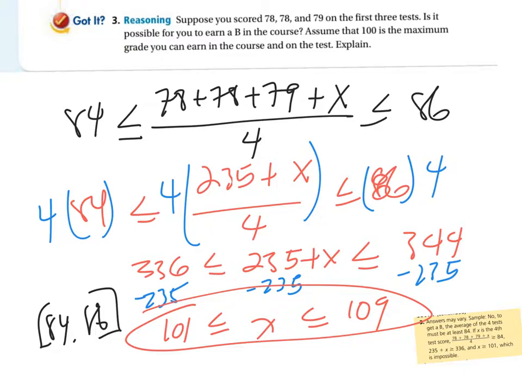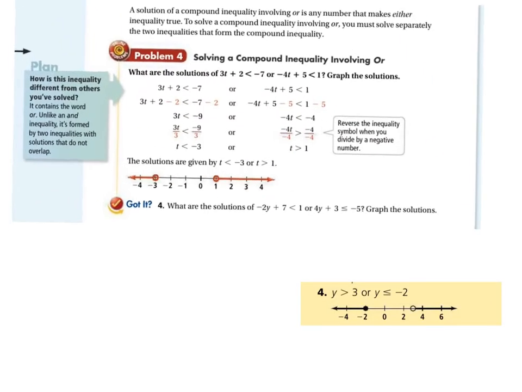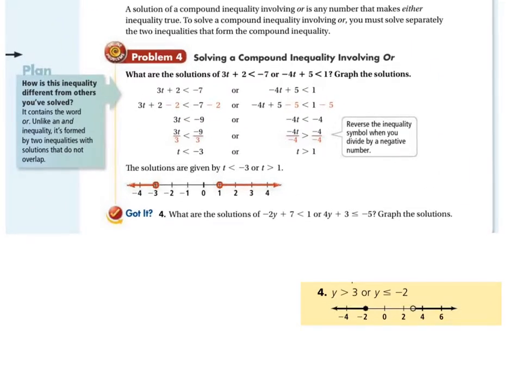There you go. Okay, so as promised, solving with OR means you do have to keep it split in half because it's technically the disjoint sets, right? Taking a look here. The solution of a compound inequality involving OR is any number that makes either one true. Okay, so one or the other. It obviously can't be an AND because there's no overlap. Hope that makes sense to you.